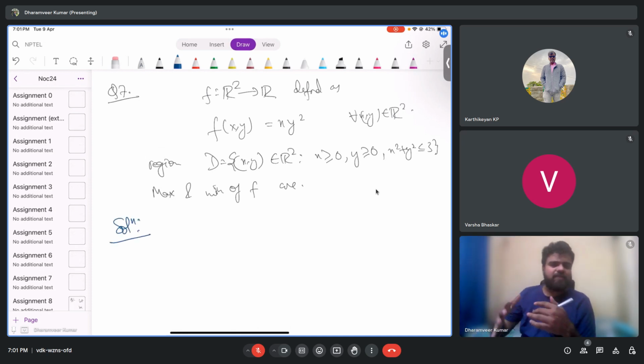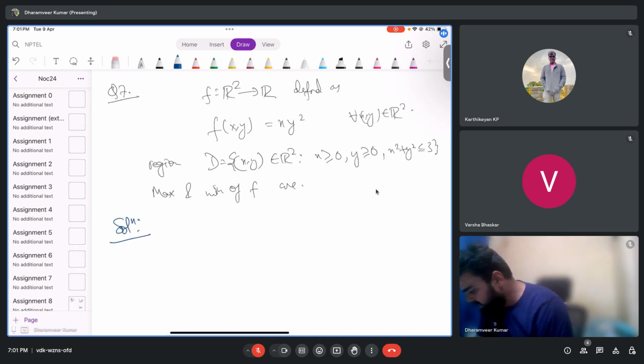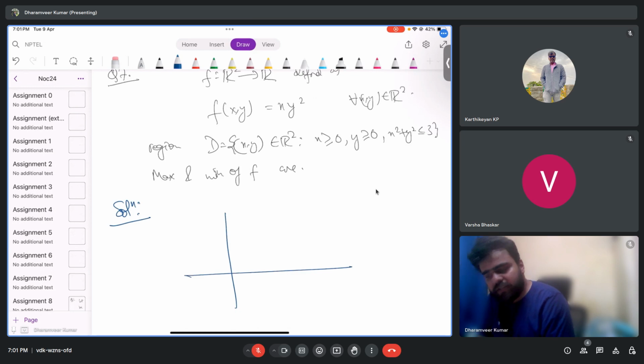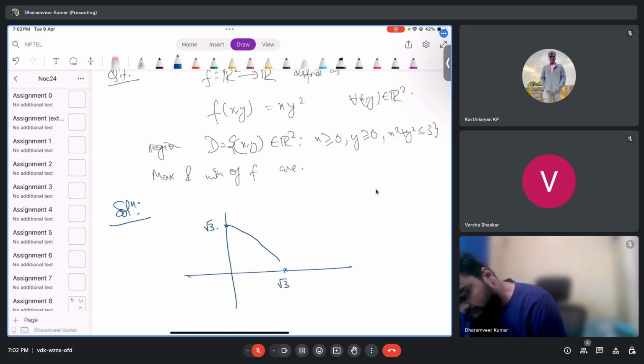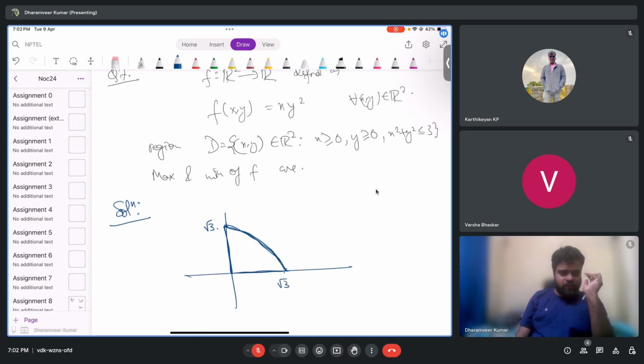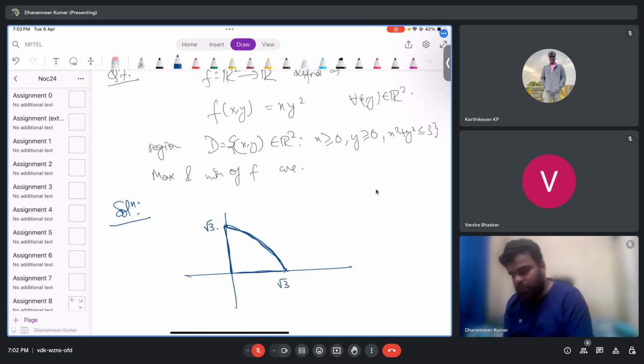This function is nice, continuous, differentiable, everything, right? Very simple function. Let's plot the D area, right? It's the first quadrant and x square plus y square inside 3. So it is something like this. This is a closed and bounded compact set.